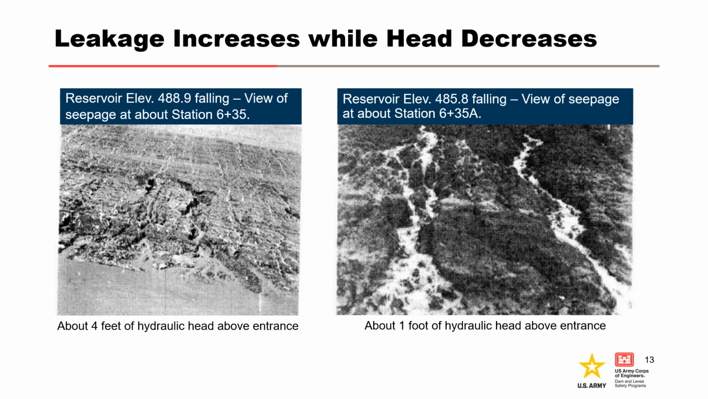In the photo on the left, the reservoir is at elevation 488.9 and falling, which is about 4 feet of hydraulic head above the upstream entrance location. In the photo on the right, the reservoir is at elevation 485.8 and falling, which is about 1 foot of hydraulic head above the upstream entrance location. Although the hydraulic head difference has decreased by about 3 feet between the two photos, the leakage appears to increase significantly, indicating the internal erosion pathways are increasing in size.